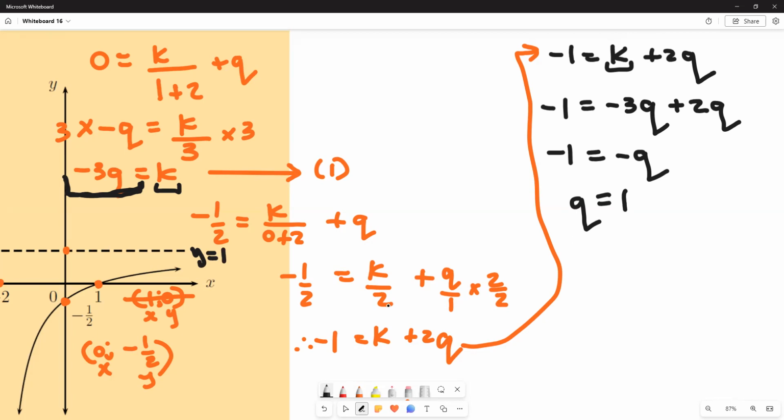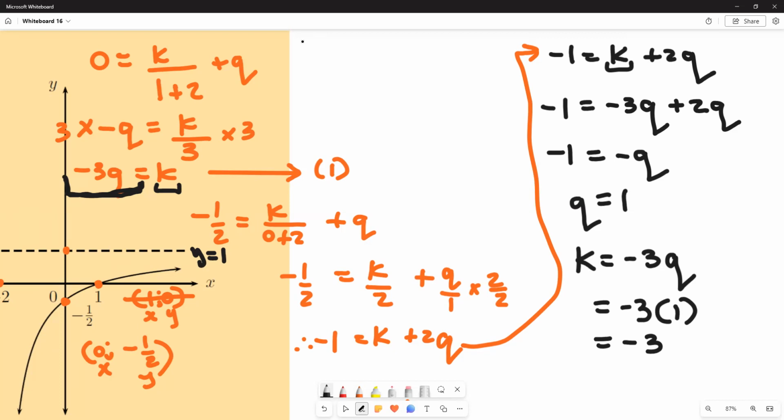Remember, the q doesn't change. It doesn't switch. Only the x asymptote switches. Perfect. Now I have my q, I can get my k. Remember, we said k equals -3q. Therefore, -3, we put 1 because q is 1. Then k equals -3. Right. And then we are sorted now. We can write down the equation of the graph.